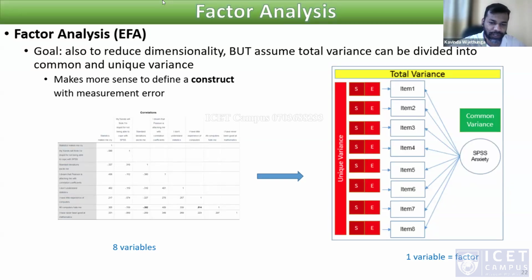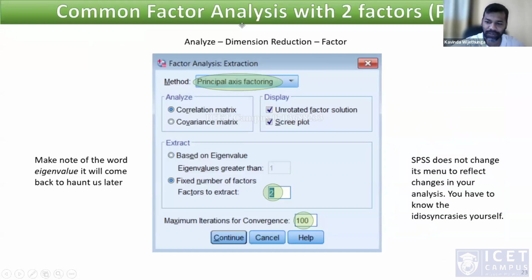Here we found the correlations, right? Then we are trying to get some variables using this exploratory factor analysis. In our example, there are 8 variables, actually 8 items. So then we are going to find factor analysis. So then we are trying to use.